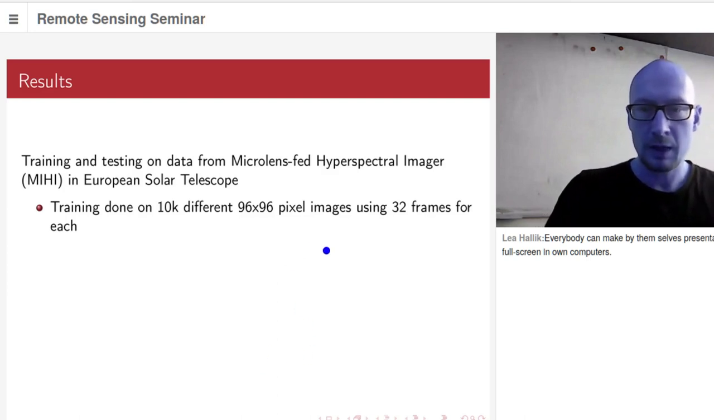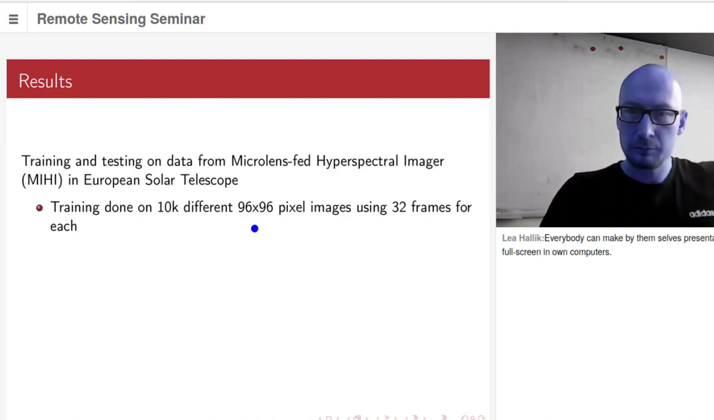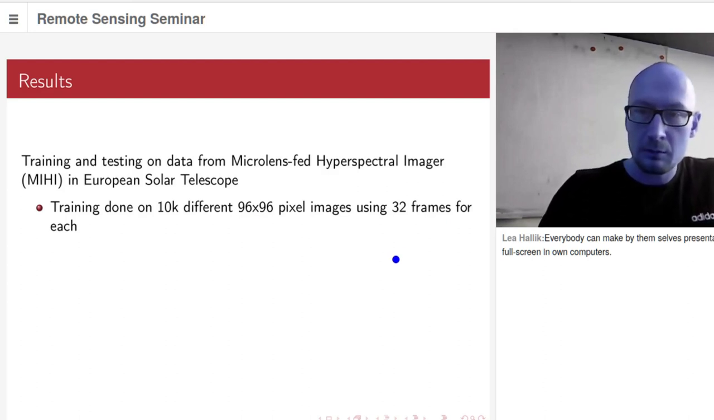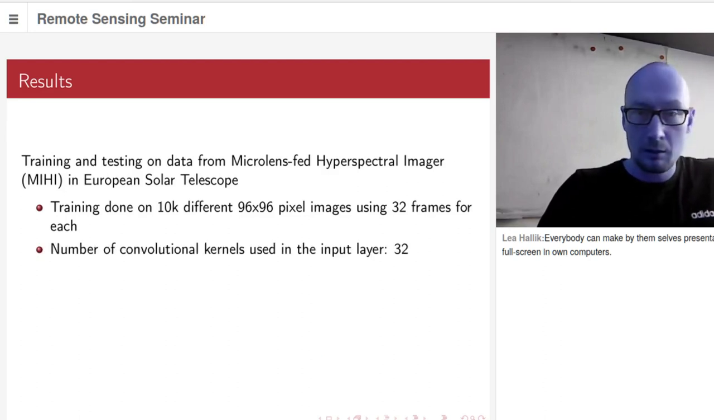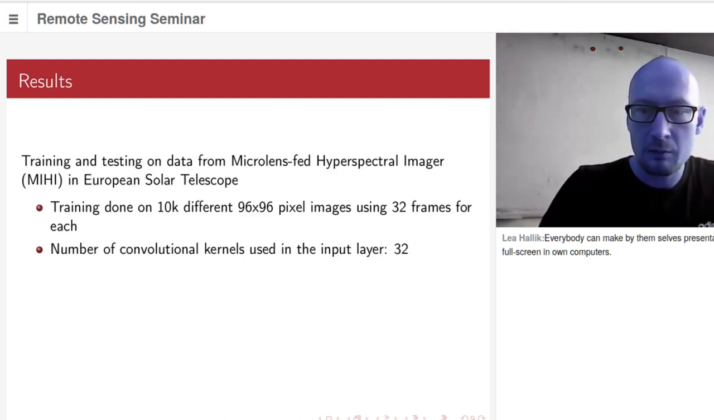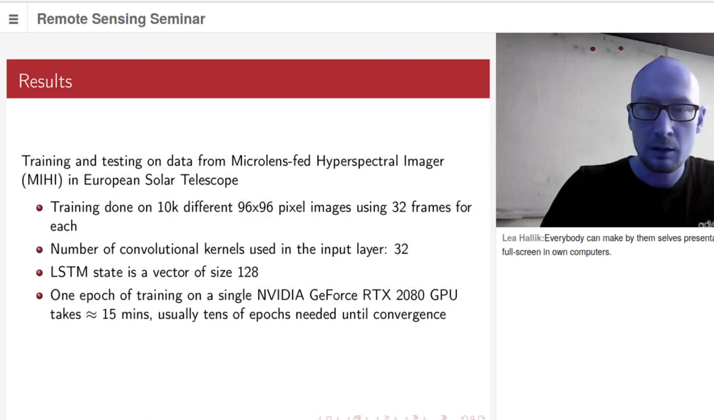And now a little bit about the obtained results. These are early results. We are using MiHi data from the European Solar Telescope, where I have generated training data of 10,000 small isoplanatic patches of size 96 by 96 pixels, and then using 30 consecutive atmospheric frames for each. The number of convolution layers in the first layer was 32 in this particular example. The long short-term memory state vector was of size 128.